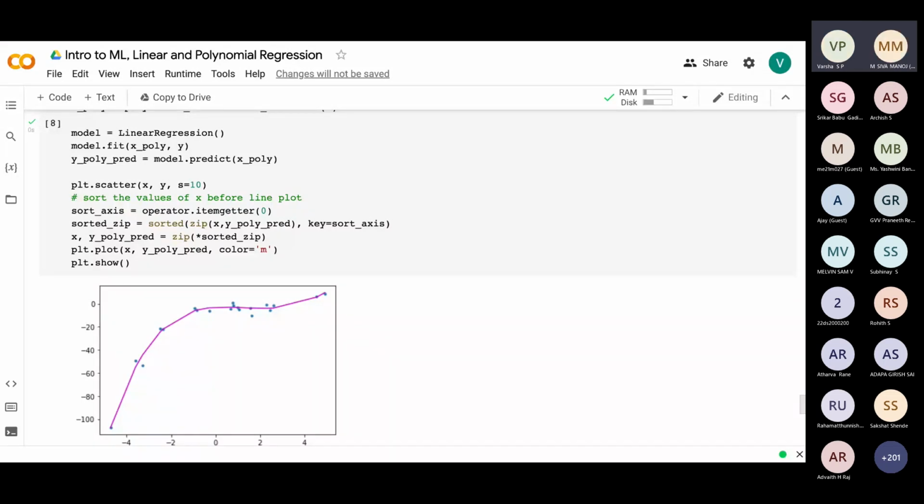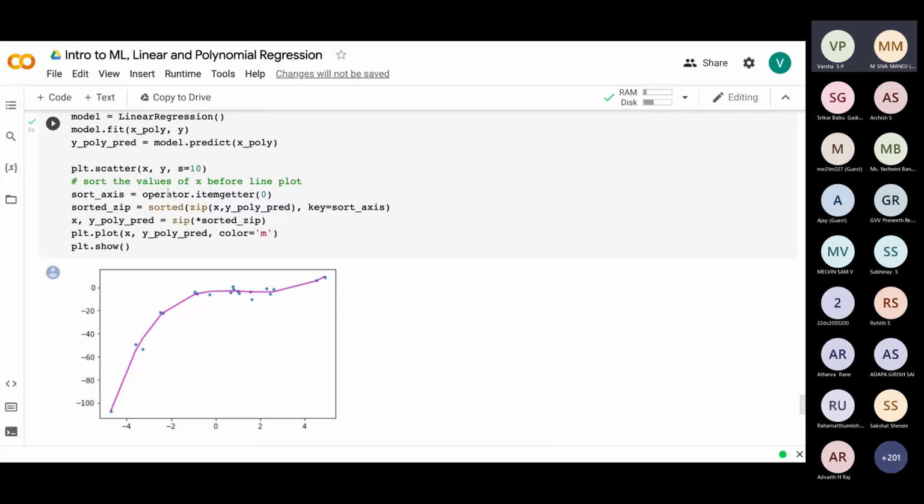So I think there are no doubts asked. After this, we'll be going to logistic regression, and I think Priyanka will take from here.